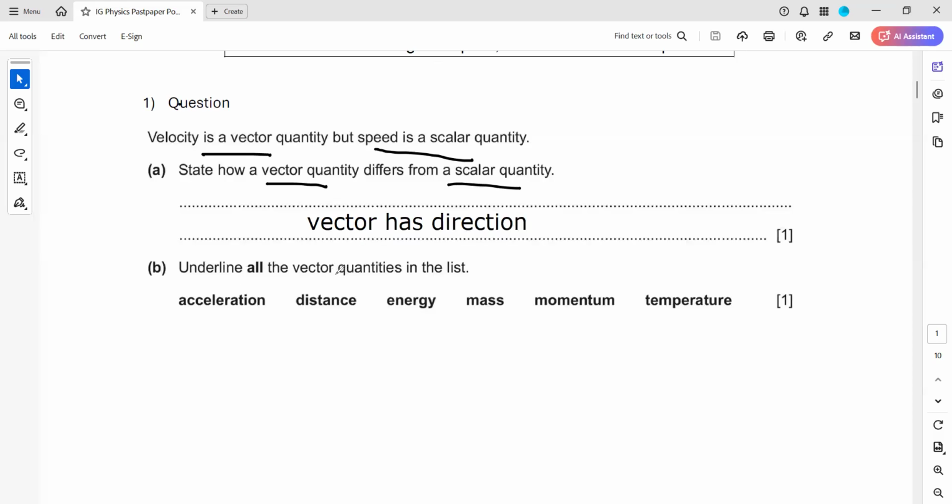Acceleration and momentum. Underline all the vector quantities. Acceleration, is it a scalar or a vector? It's a vector. Distance, scalar. Energy, scalar. Mass, temperature, scalar. So we have to underline the quantities which are vectors.